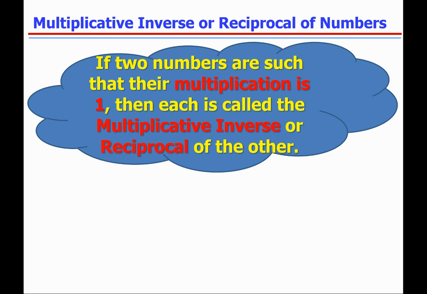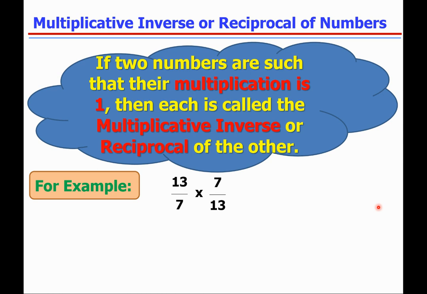One terminology we have to understand, that is multiplicative inverse or reciprocal of the numbers. So there is one word, inverse or reciprocal of numbers or maybe some fractions. किसको inverse or reciprocal कहते हैं? The definition is, if two numbers are such that their multiplication is 1, then each is known as multiplicative inverse or reciprocal of the other. अगर दो numbers का product, multiplication 1 होता है तो वो दोनों एक दूसरे के multiplicative inverse हैं, या हम लोग उसको reciprocal बोलेंगे.